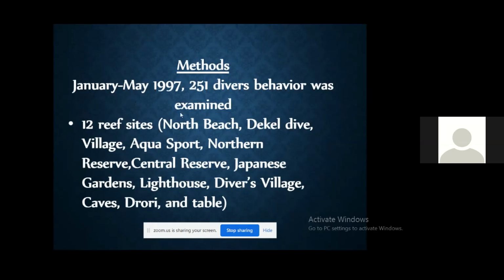One of the main reasons why reef sites in Eilat are more degraded is because of the access to coral reef sites. It's very easy access to coral reef sites, and mostly in remote areas.